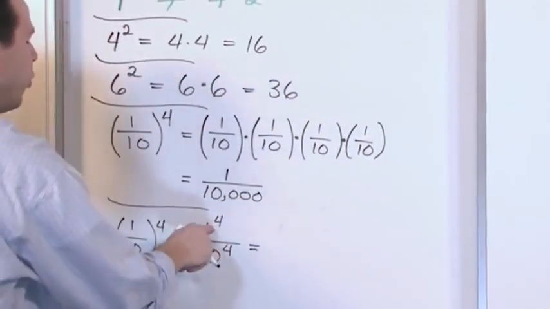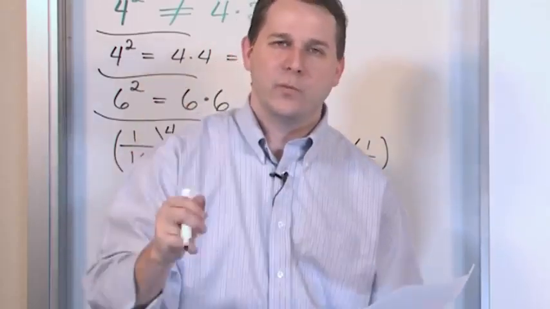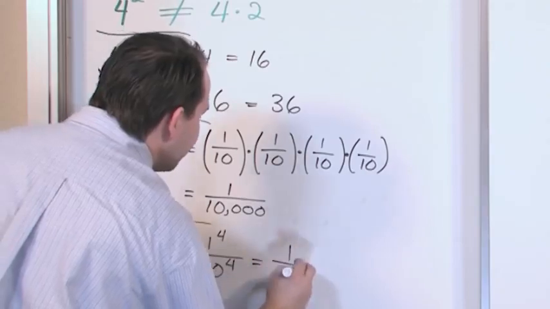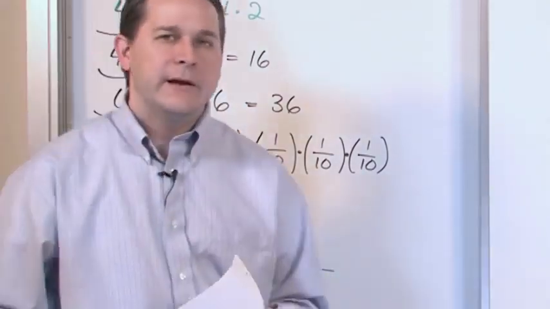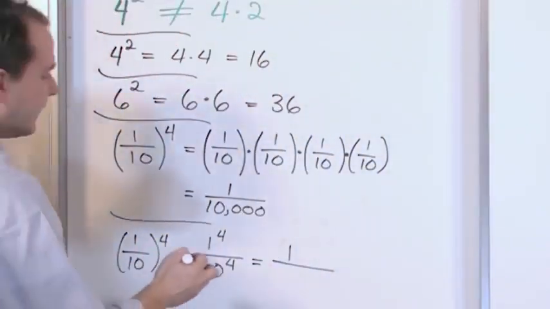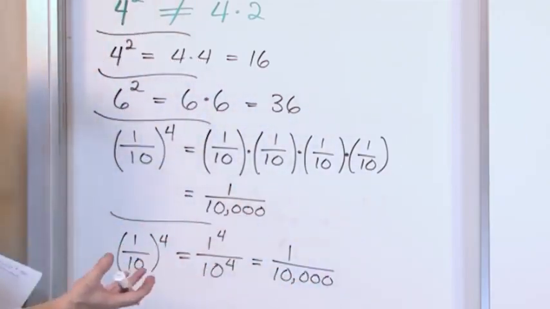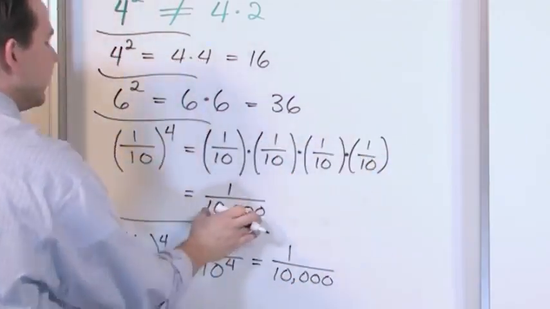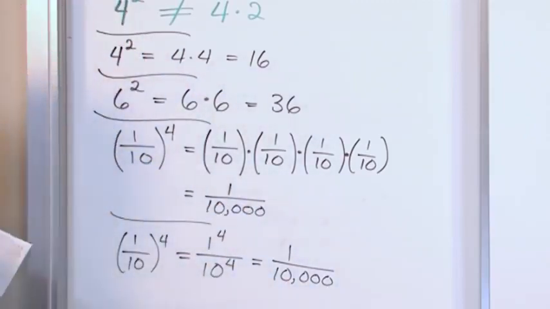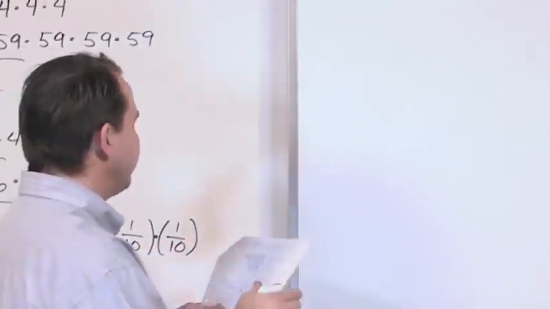To make sure you understand that, what is 1 raised to the 4th power? Think about it. That's 1 times 1 times 1 times 1, which is 1. So that would be 1 on the top. What is 10 raised to the 4th power? That would be 10 times 10 times 10 times 10. We've already done that. We figured out that that was 10,000. So we get the same answer either way. If you're going to break it up like this, you get this answer. If you're going to apply the exponent to the top and the bottom, you get exactly the same answer. They're both equivalent.